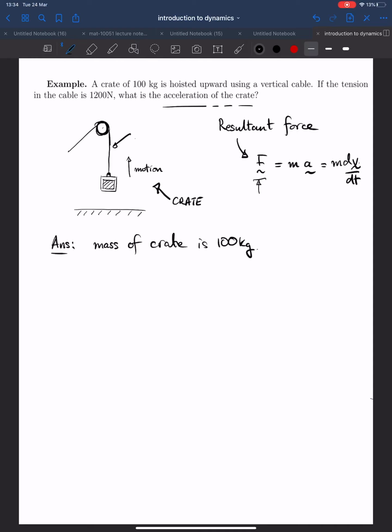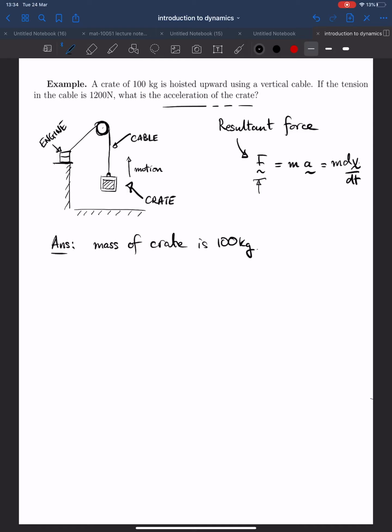So I've drawn the diagram here. This is our cable, and this is our crate. Probably should move this a bit closer. And what is happening, and maybe just for realism, I have some sort of engine here. So this is an engine hoisting the crate upwards via the cable.